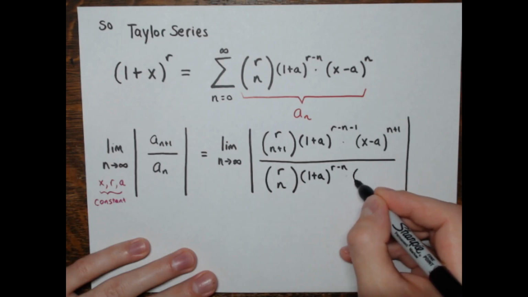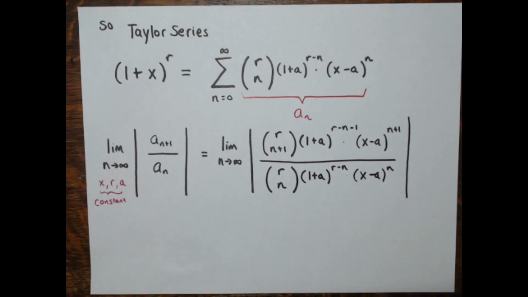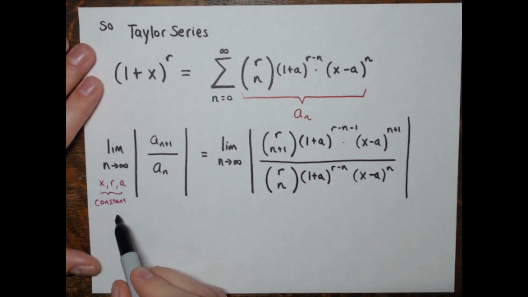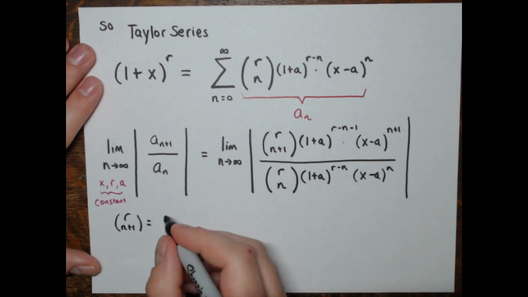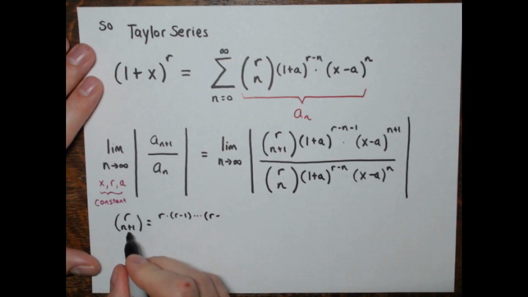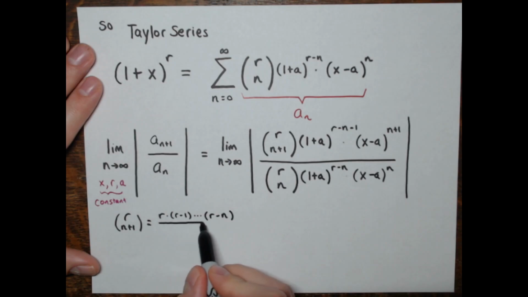And then times, x minus a to the nth. Now, a lot of simplifying is going to go on here. First, I'd like to take a look at this r choose n plus 1. Remember, this is r times r minus 1 times all the way down to r minus, and then 1 less than this n plus 1, so all the way down to r minus n. And this is divided by n plus 1 factorial.